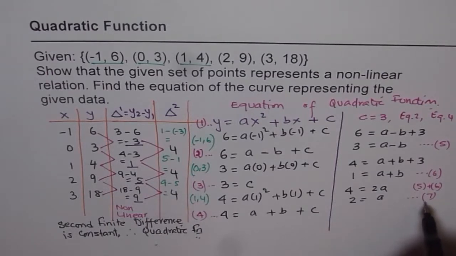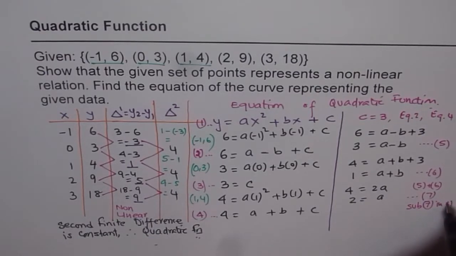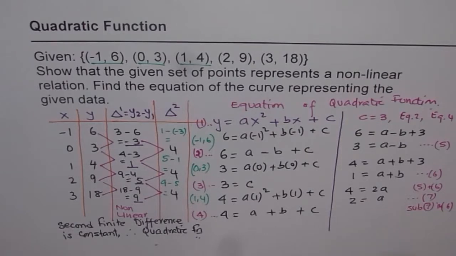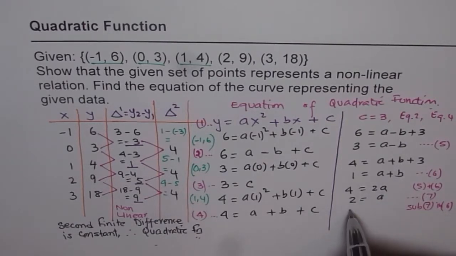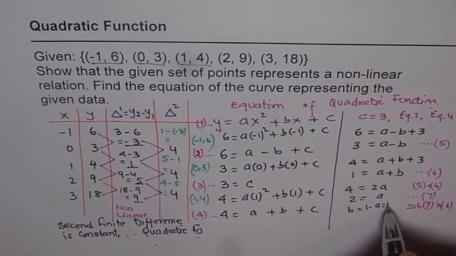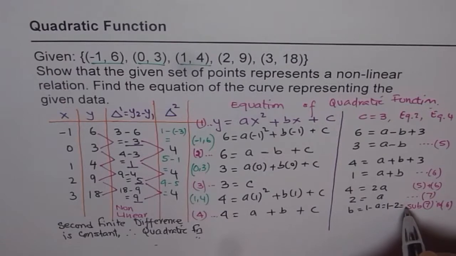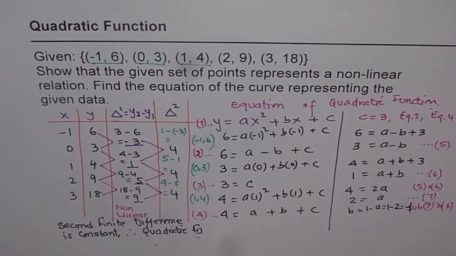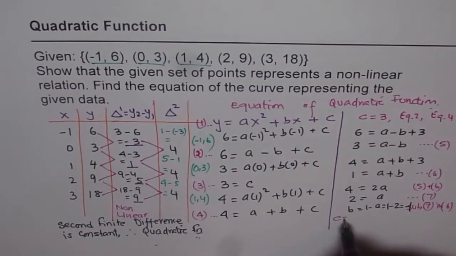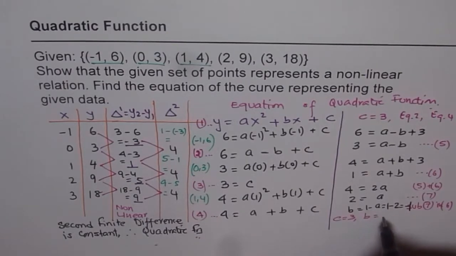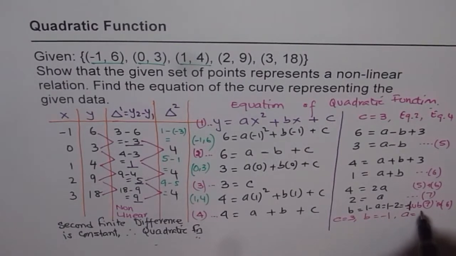Now once we know a is 2, we can substitute that in 6, right? To get our answer for b. A we know is 2. b is then 1 minus a, right? So 1 minus a, which is 1 minus 2, and that gives us minus 1. So we get b as minus 1, right? So finally, we get all our answers, and that is, we already know c equals 3, b equals minus 1, and a equals 2.